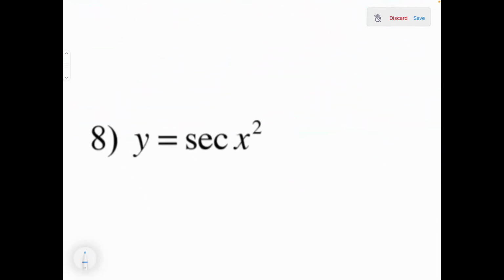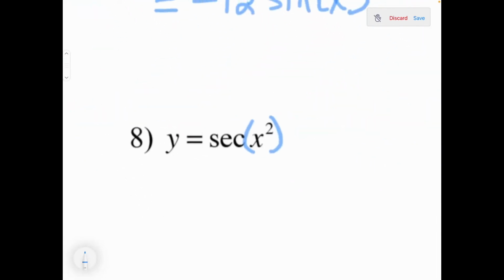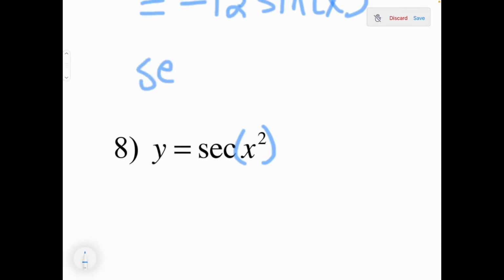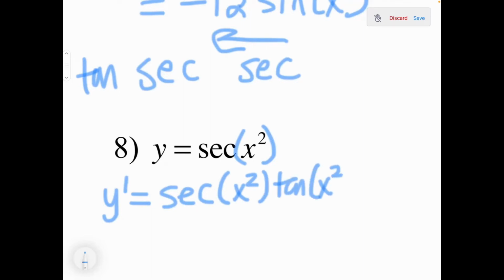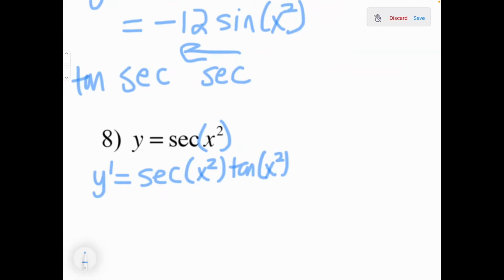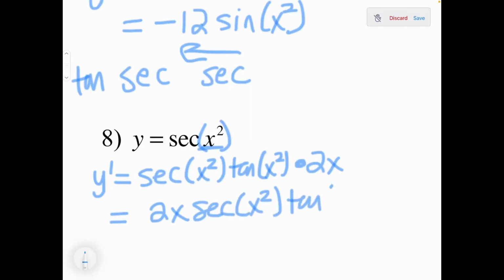All right, number 8, we're looking at secant. The only thing being squared here is the x squared. So if we look back, we had tangent, secant, secant. So if we go this way now, derivative of secant would be secant tangent. So y prime would be equal to secant x squared tangent x squared. And we need the x squared in both places because the x squared is the input and the derivative of secant is secant tangent. And then we're going to multiply by the derivative of x squared, which is 2x. So we can clean this up a little bit. That'd be 2x secant x squared tangent x squared.